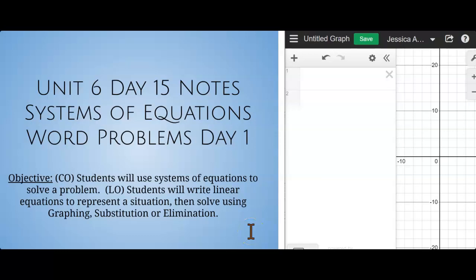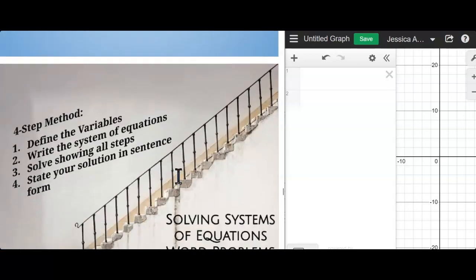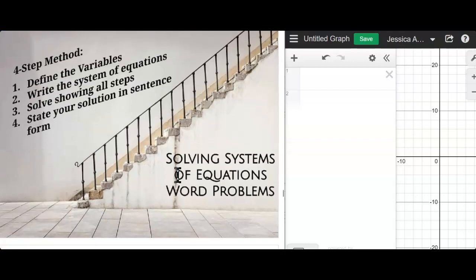In this video, we are going to look at solving word problems using systems of equations. One thing I want to point out is that we will be using a four-step method where we define our variables, write our system of equations, solve, and then state our solution. We're going to be using Desmos to solve these using a graph. So the solve step won't really have a lot of steps to show, but the work I'm looking for is your definition of your variables and writing your systems.